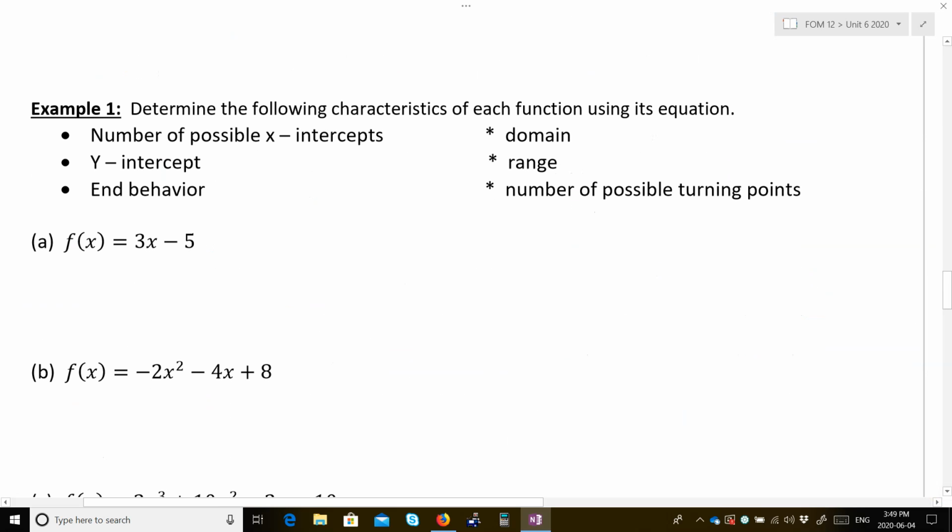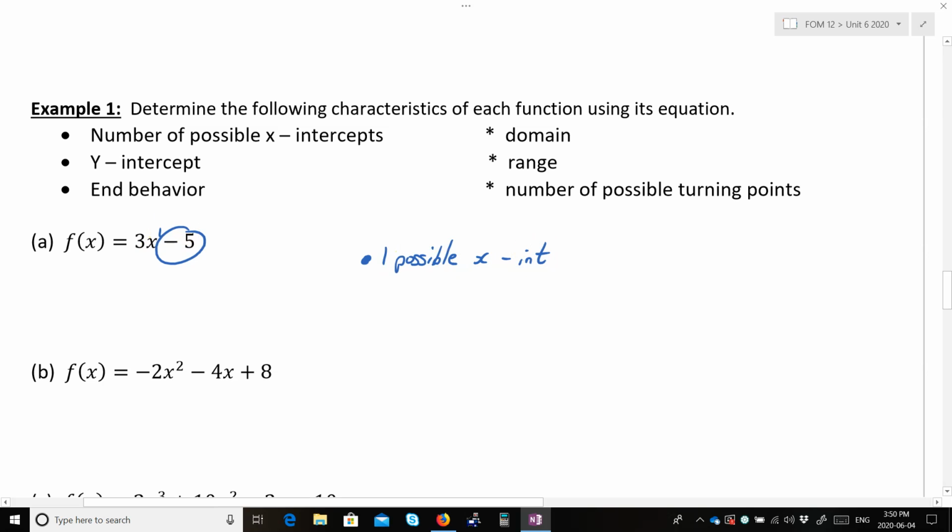Okay, let's try an example. Determine the following characteristics of each function using its equation. Number of possible x-intercepts, the y-intercept, the end behavior, the domain and range. Okay. The number of possible x-intercepts is equal to the highest power of x. That's x to the 1. So there is one possible x-intercept.